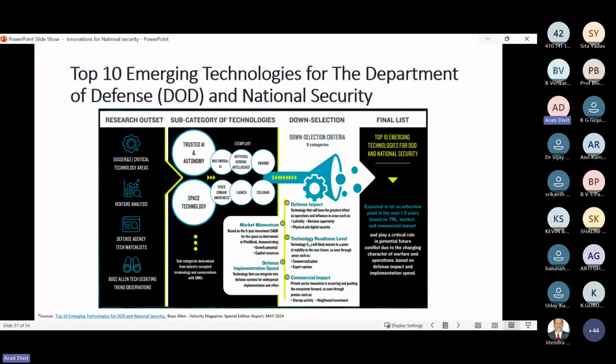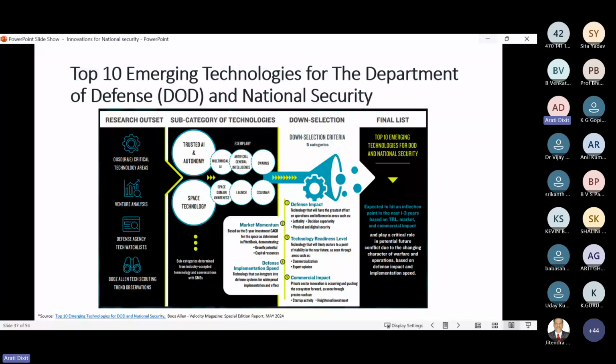So when we say market momentum, it is basically based on the 5-year investment that is seen around, with the help of different sources, the PitchBook links and so on, their growth potential and capital investments. And defense implementation speed: taking into account what it will take to implement this in the defense arena.